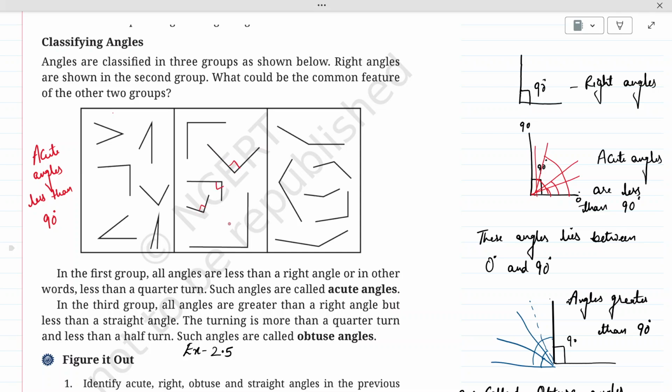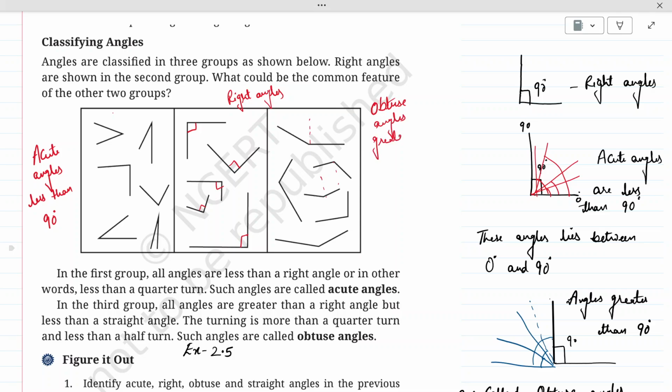The second category, we can see that these angles are at right angle with each other everywhere. Two straight lines are at right angle with each other. So we can call them right angles. And the third category is here. We can see they are more than 90 everywhere. They are our obtuse angles.